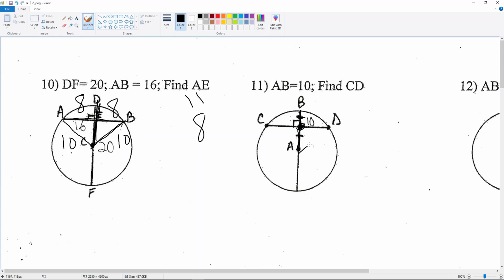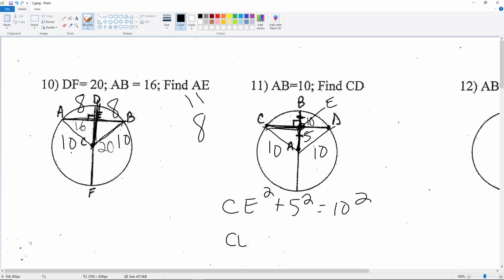So AB is 10. That makes this 10 and this 10, and that makes each of these 5. And it says find CD. Whatever this point is, A, B, C, D, call it point E. So CE squared plus 5 squared equals 10 squared. Once we find that, we can find CE, and if we have CE, then multiply it by 2 to get CD.